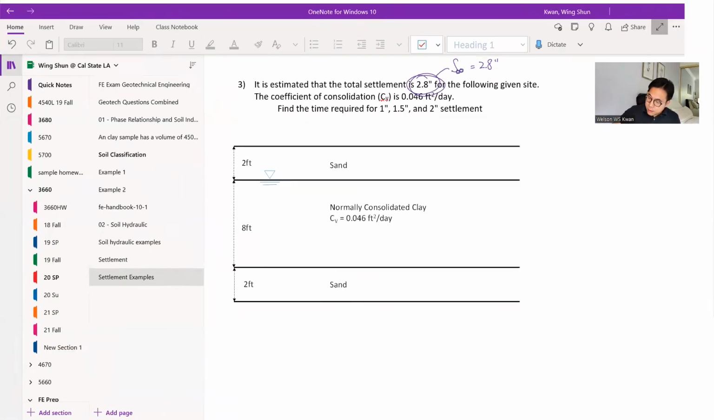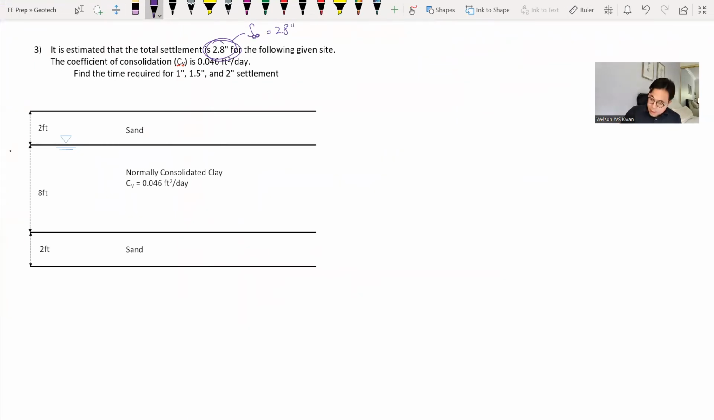So let me put down the equation there, which is the time factor equals C sub V times the time divided by the drainage path H sub DR squared. And you are asked for the time, so if we reorganize the equation, the time equals T sub V times H sub DR squared divided by C sub V. So the first part asks how much time it takes to get to 1 inch of settlement. So 1 inch of settlement divided by the ultimate settlement, which is 2.8 inches, you can get a ratio, which equals 36%.